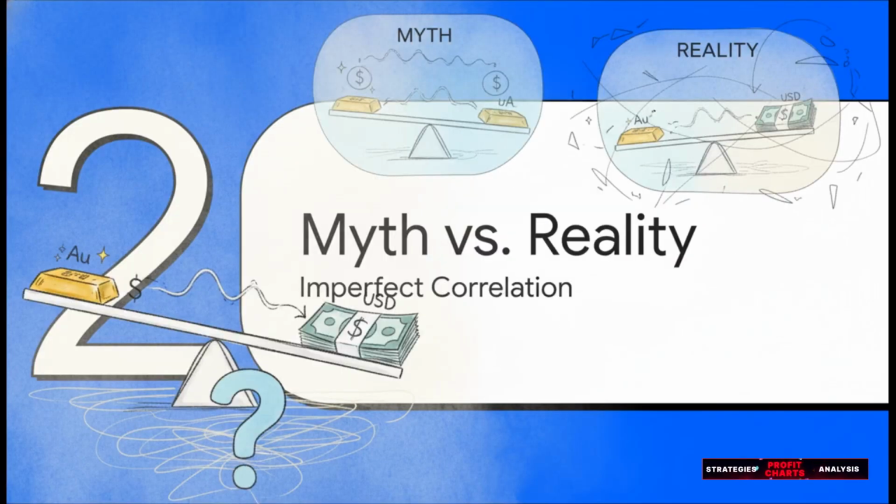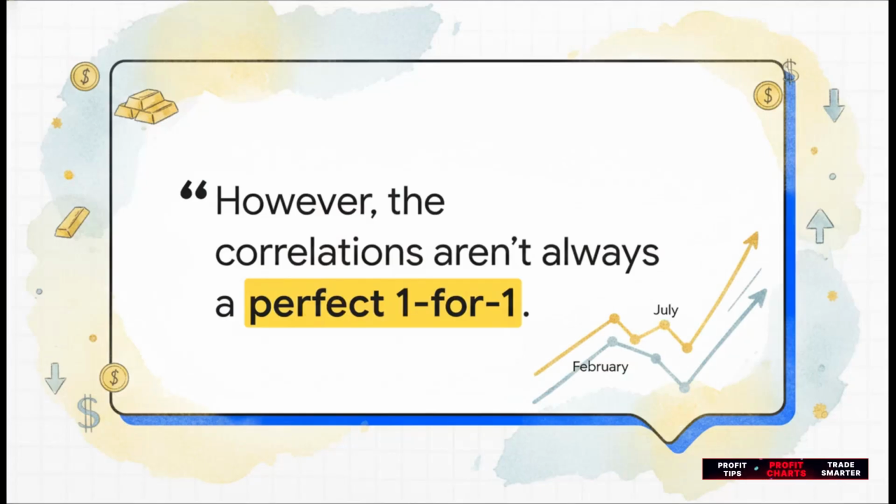Which brings us to Section 2, myth versus reality, the imperfect correlation. Now, what's really interesting about this is the myth we need to bust right off the bat. A lot of retail traders just blindly assume this seesaw is perfectly balanced 24/7. They think these two markets always mirror each other. But actually, scratch that. Reality is way different.